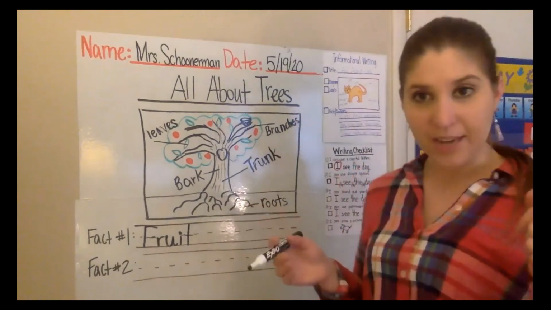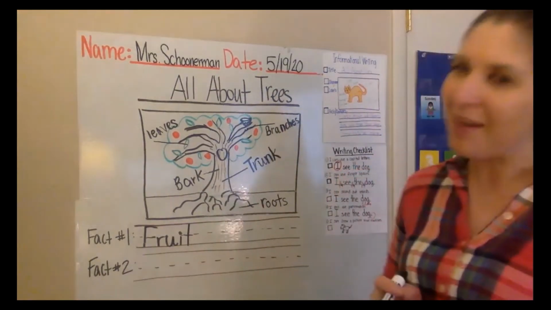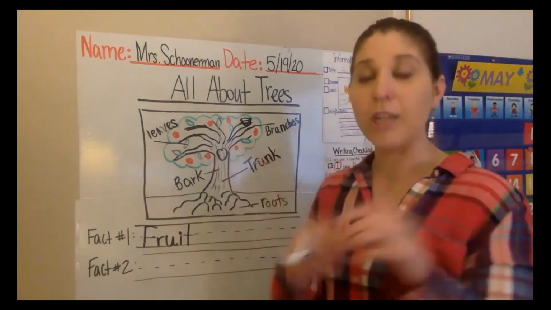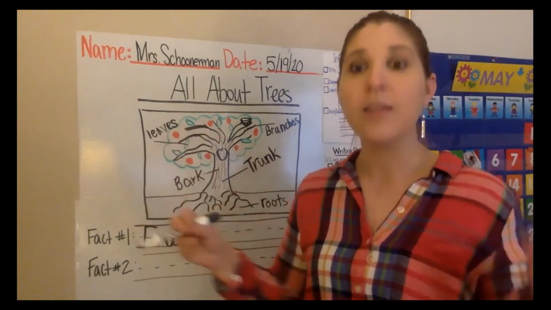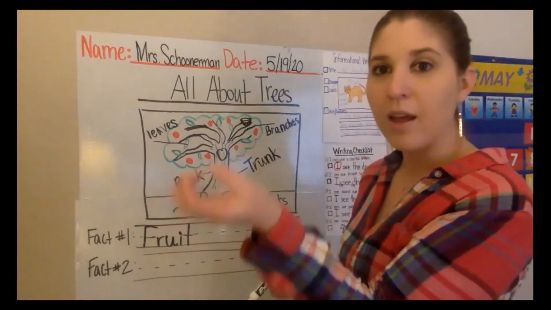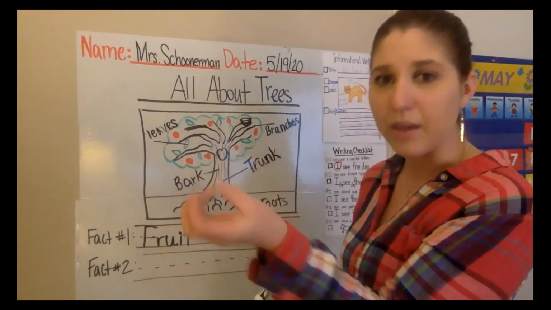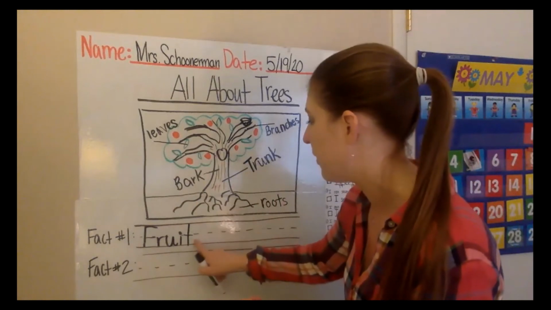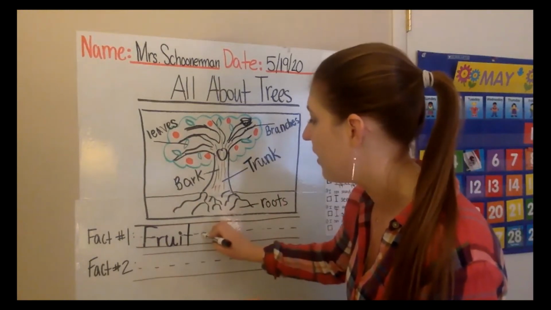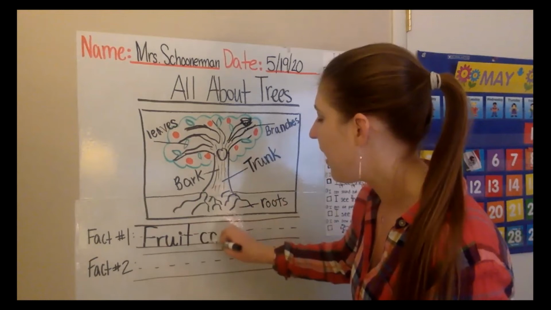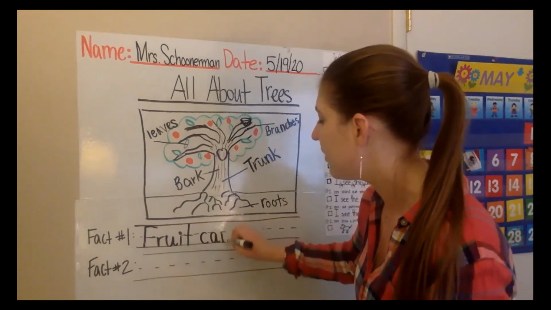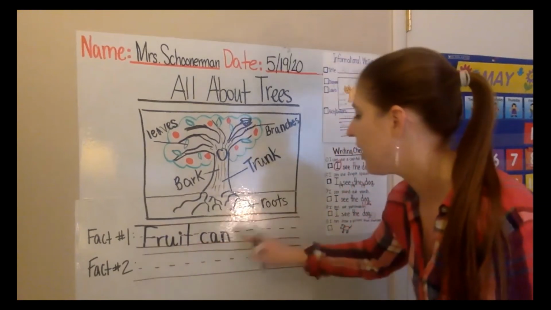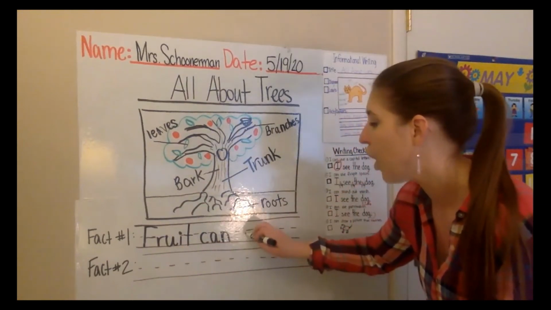Can. Let's tap this one out. You may know how to spell it, but that's okay. Let's tap it out together. First, stretch it. Can. Tap it. And can. Okay, now we write it. Leave a finger space. Can. And can. Fruit can, finger space, grow.